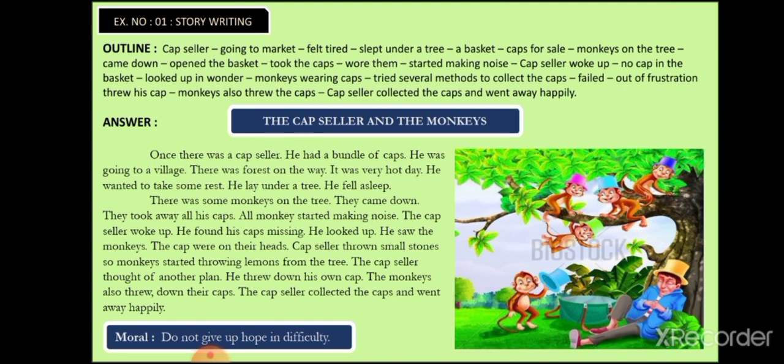They came down. They took away all his caps. All the monkeys started making noise. The cap seller woke up. He found his caps missing. He looked up. He saw the monkeys. The caps were on their heads. The cap seller threw small stones, so the monkeys started throwing lemons from the tree.